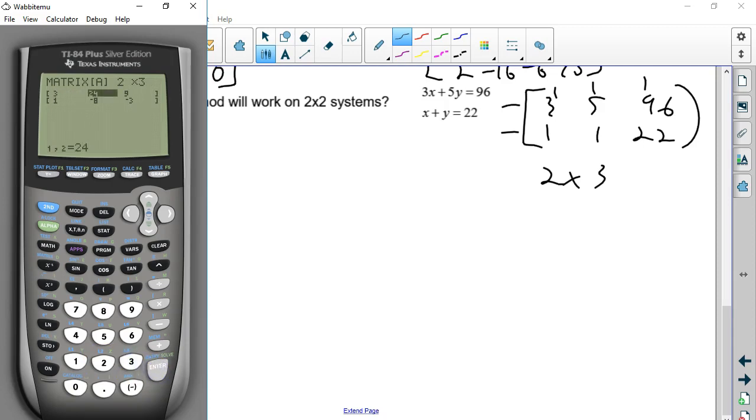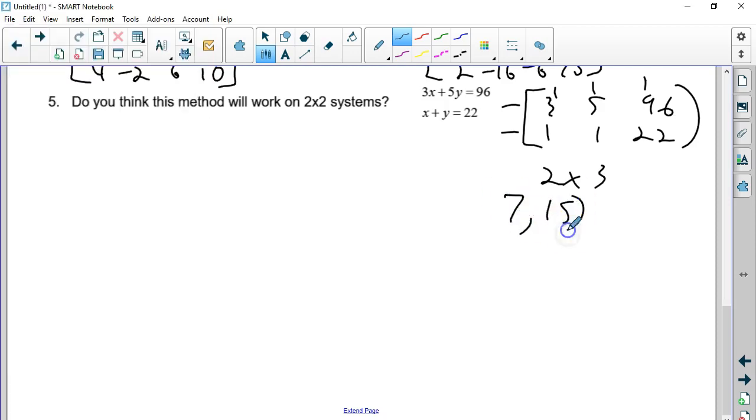And I put my numbers in. 3, 5, 96, 1, 1, 22. Quit out. Go back into matrix. Math. RREF. Look in A. And there's my answer. 7, 15. Time saver.